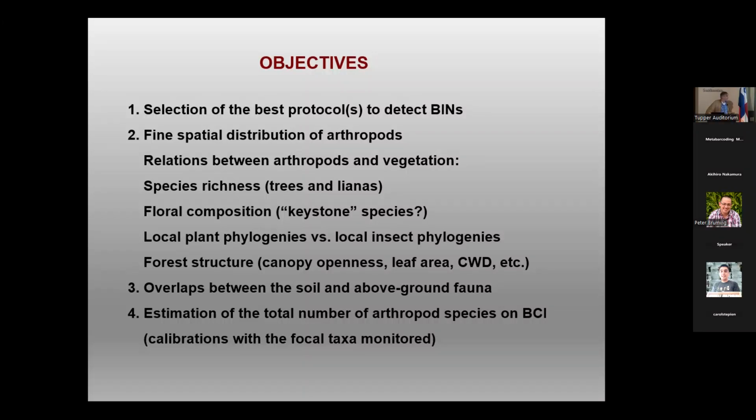But with those data, we can also look at the overlap between the soil fauna and the fauna which is above ground, and that's interesting. In the end, of course, we're interested to know how many species we really have on the island, and this will represent a first hint. What is interesting here is that we can do some calibration with all the insect groups that we're monitoring, because we have a pretty good estimate of how many species we have on the island for those groups.